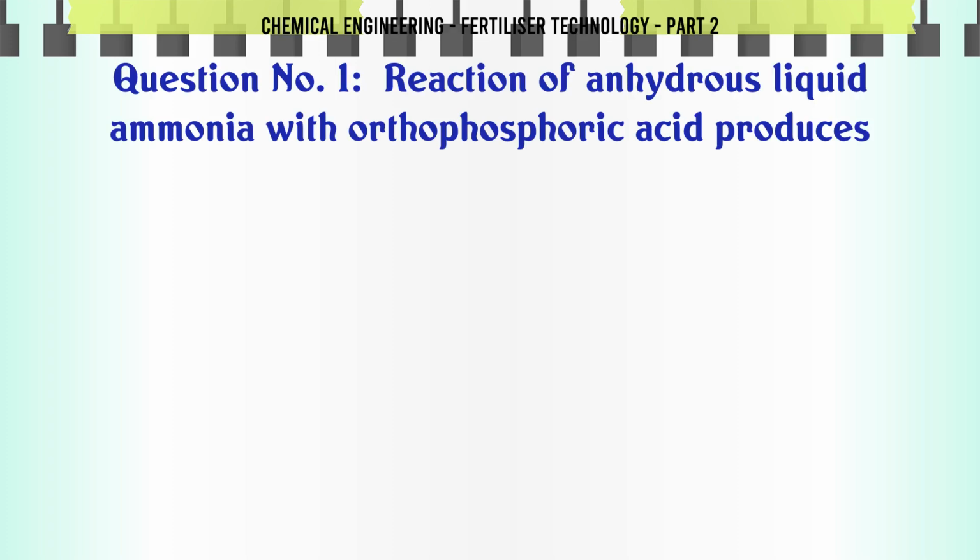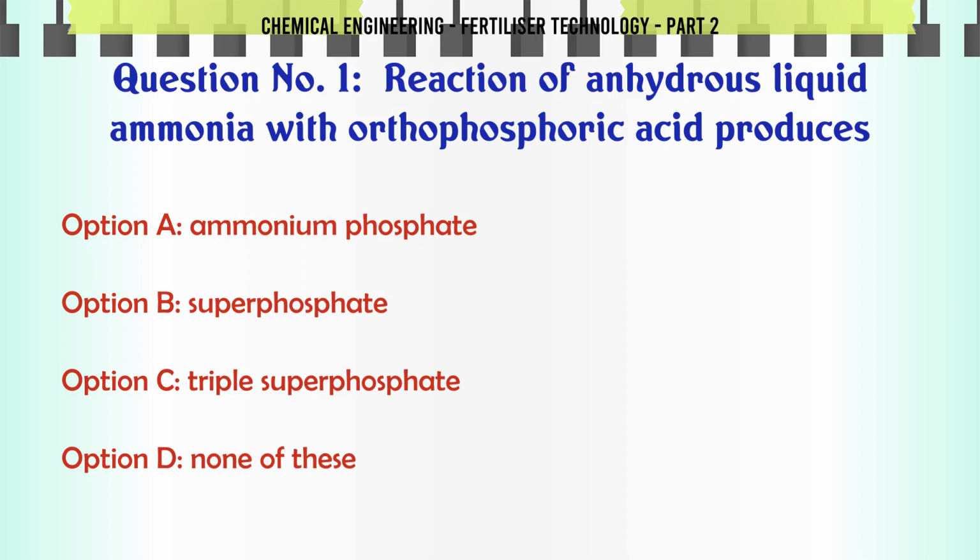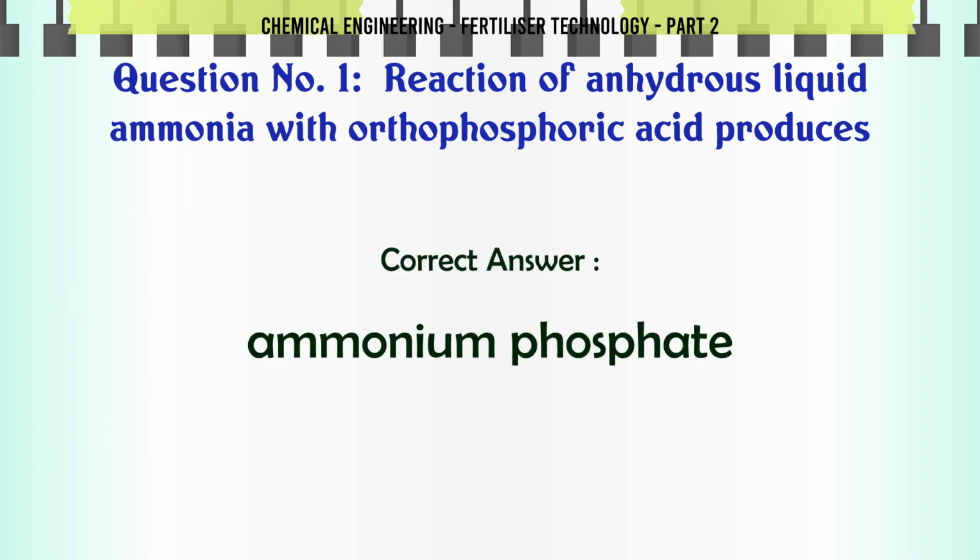Reaction of anhydrous liquid ammonia with orthophosphoric acid produces: A. Ammonium phosphate, B. Superphosphate, C. Triple superphosphate, D. None of these. The correct answer is ammonium phosphate.